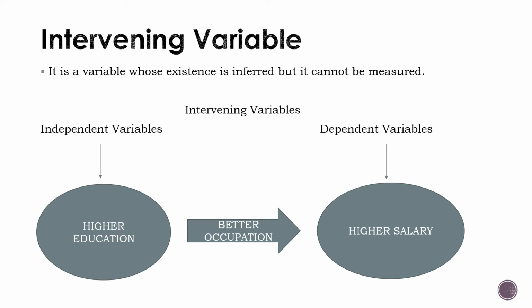Intervening variable. A variable whose existence is inferred but cannot be measured. In this example, occupation cannot be measured. A higher salary is dependent on one's educational background. Thus, we conclude that a higher education will lead to a better occupation.